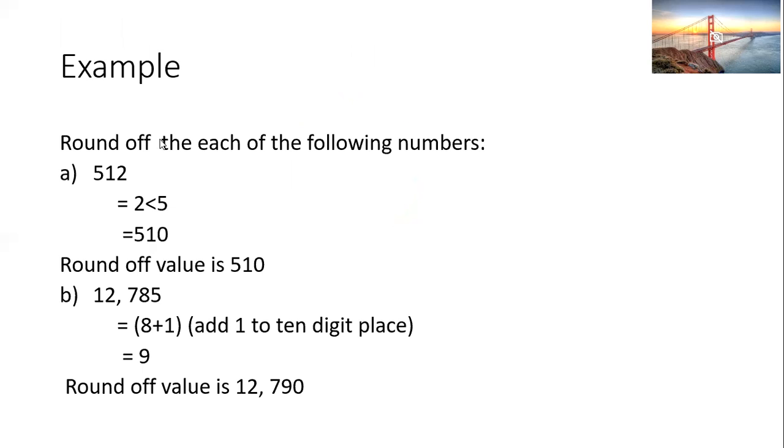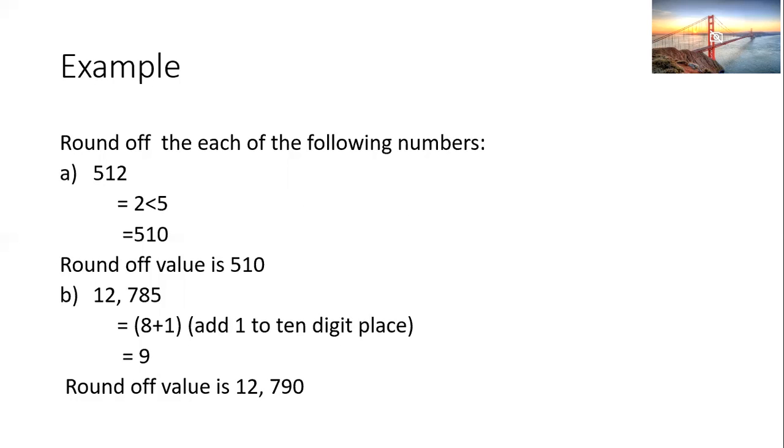Round off each of the following numbers. The first example is 512. Listen, 512 is a 3-digit number right now, so you can just change the tens place value. Round off the tens place value.